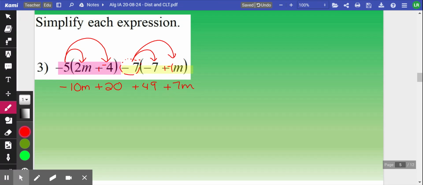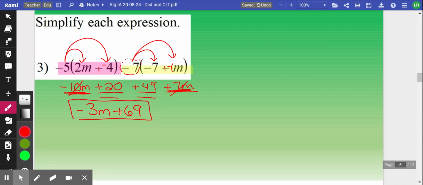Now I can start adding things together. My m's go together. So -10m plus 7m is -3m. Different sign, subtract, keep the larger. There's more negatives there, so that's why it's -3m. Okay? And then my two constants, 20 plus 49 is 69.